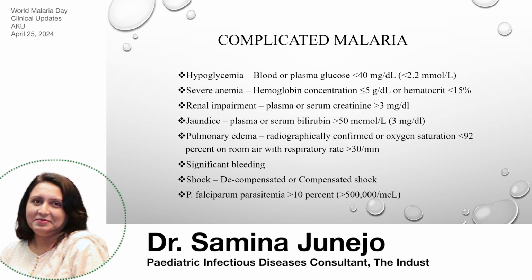Most important is the parasitemia. If there is more than 10% or more than 500,000 per microliter parasite load, then it will be called complicated malaria.